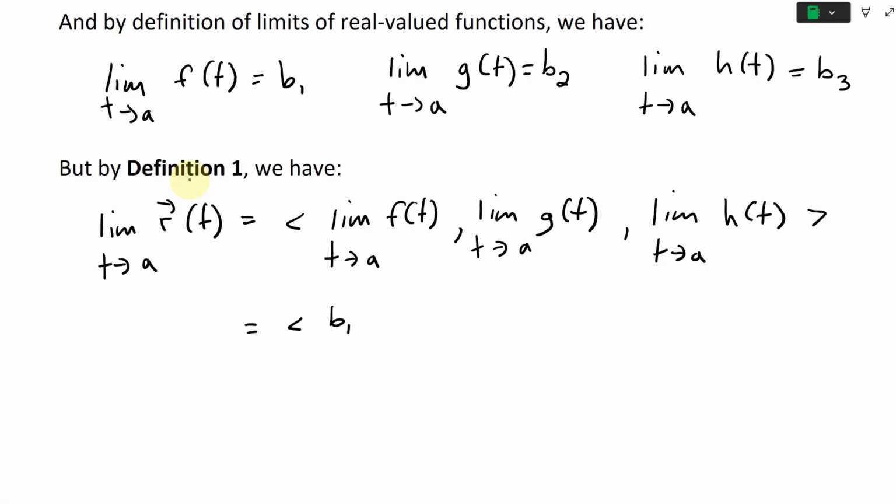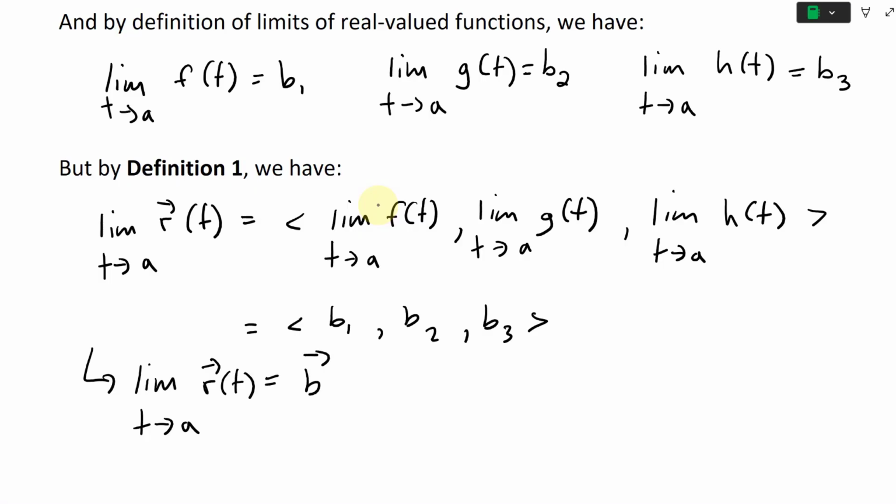bracket B1, B2, B3, because all these limits exist. And this equals, I'll put it here, the B vector. So there it is. Or I'll put it like this: the limit as t approaches a of r of t equals the B vector. There it is. So we've proven the limit.